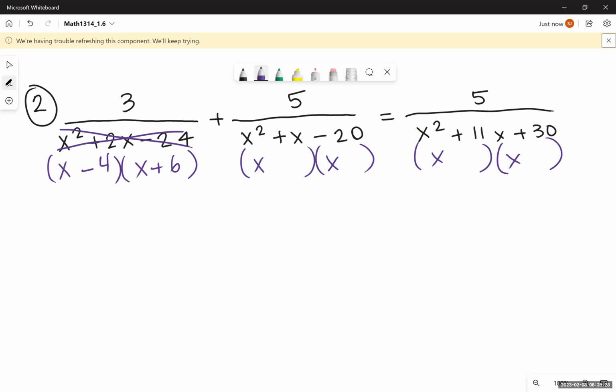Now do the other one. 4 and 5. Which one's positive? Which one's negative? 5 is positive, 4 is negative. Very good. Okay, over here, what's this one?